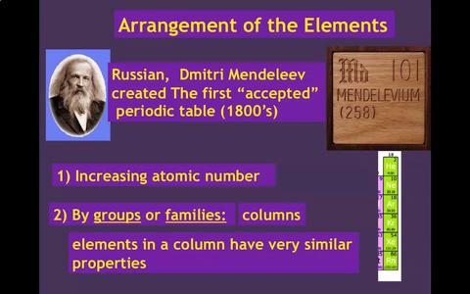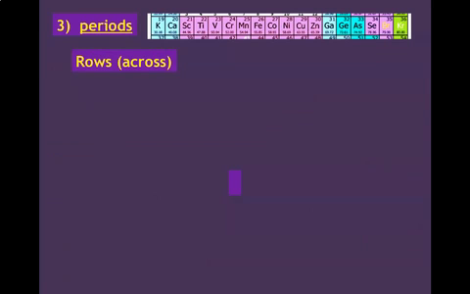Okay, the elements in a column have very similar properties. They're going to interact with different elements in a similar way. They're also arranged by periods, which is the rows across horizontally.